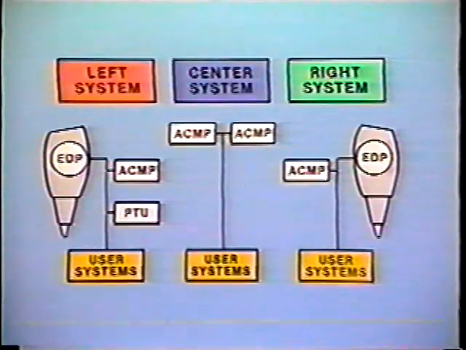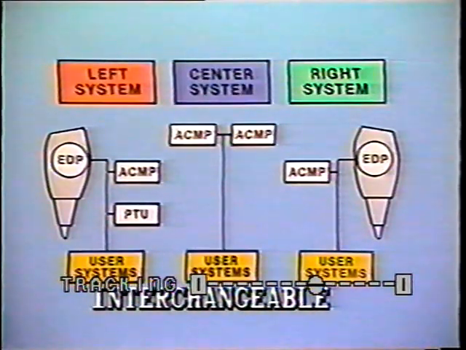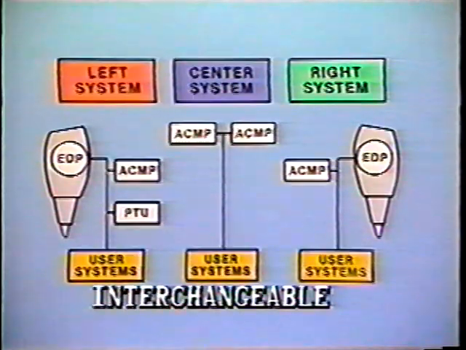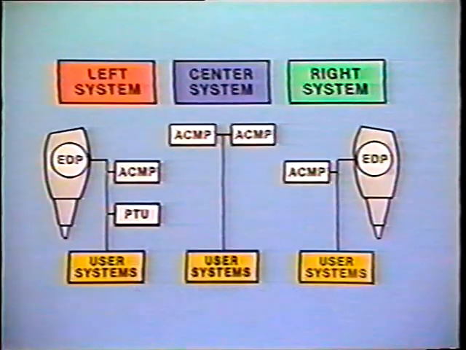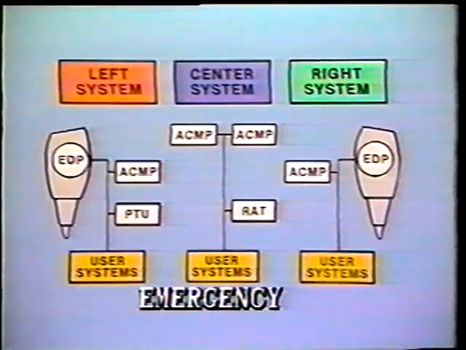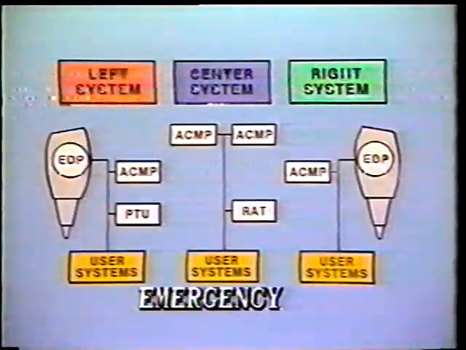Those for the left and right systems are completely interchangeable. The two ACMPs provide pressure to the primary and secondary flight control actuators, as well as the autopilot servos. A third pump in the center system is the ram air turbine, or RAT. The function of the RAT is to provide emergency hydraulic pressure to the flight controls in the event both engines become inoperable. Let's look at a simple flow diagram of the system.